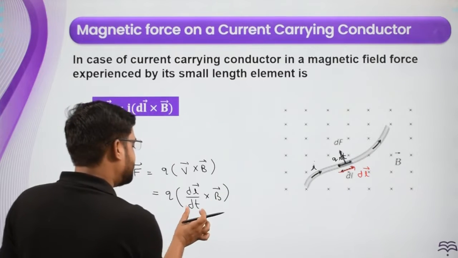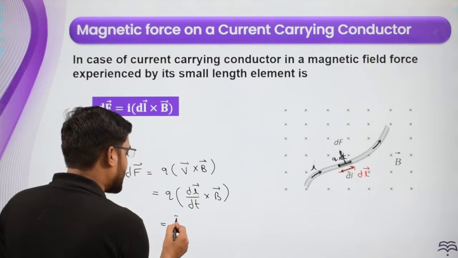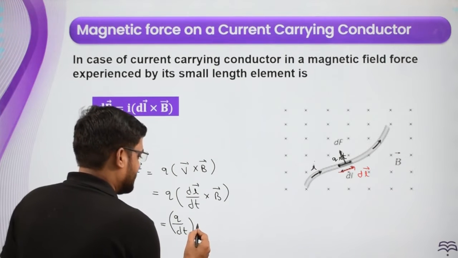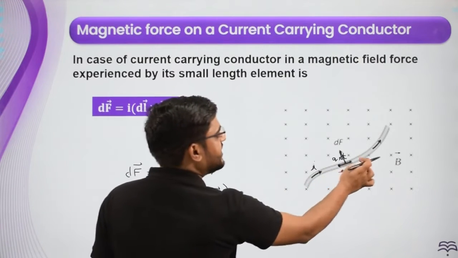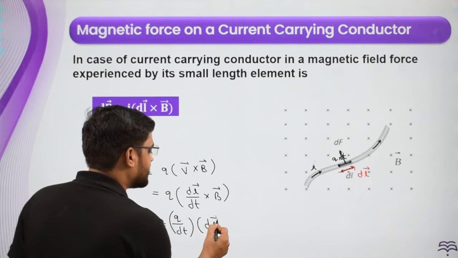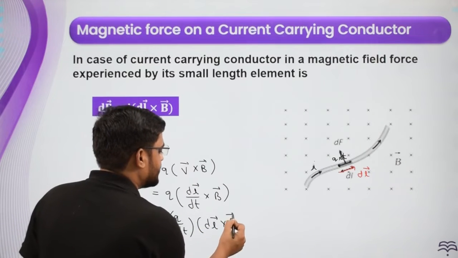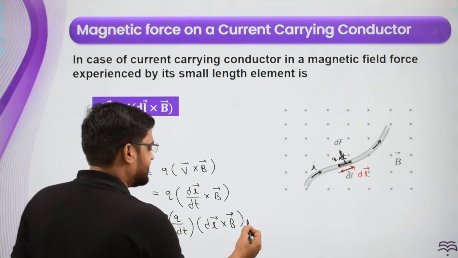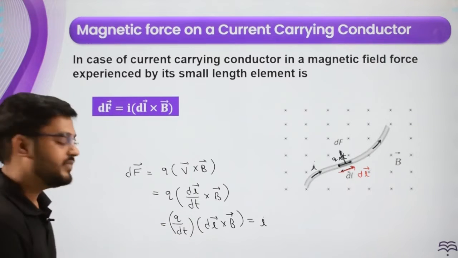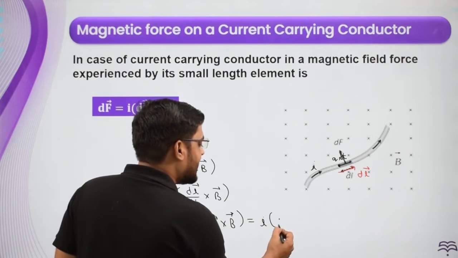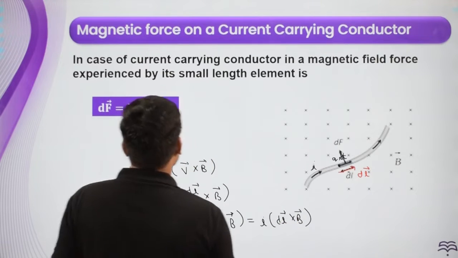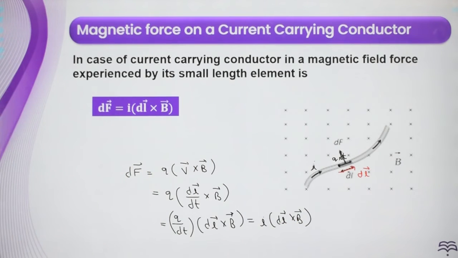Now I am simply taking this dt out. So charge upon dt, the charge divided by time taken. So charge q is flowing from here to here in dt time, and that's my current. So I'll get dl cross B. If you see the first expression, that is nothing but I, the current, the charge upon time, and this is dl cross B. So that's your expression for dF.